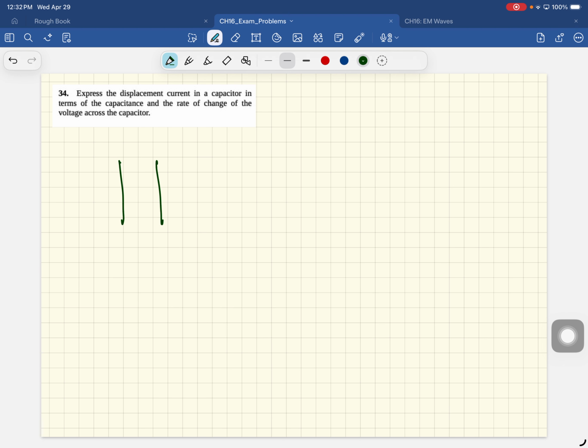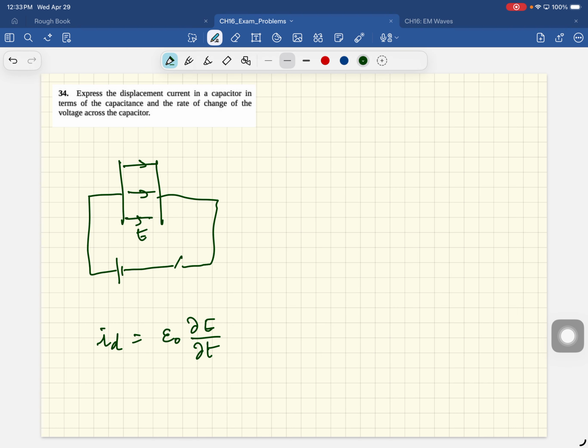So here's a capacitor that is being charged, and as it's being charged, the electric field between the plates changes, and so the displacement current is epsilon naught del E by del t.